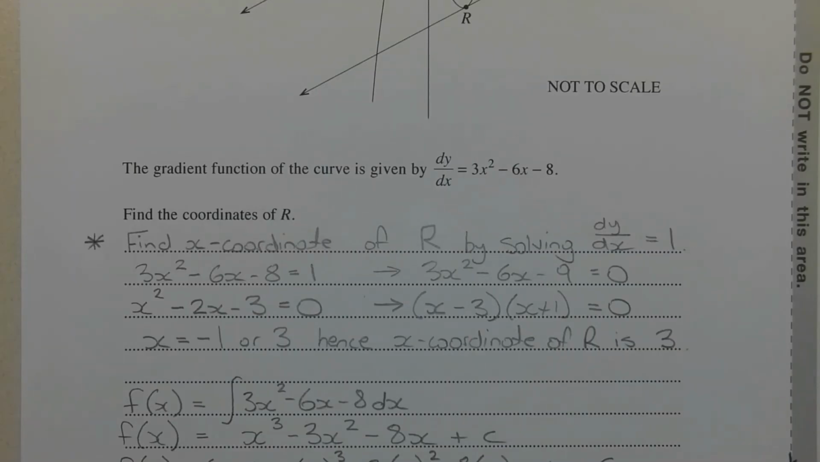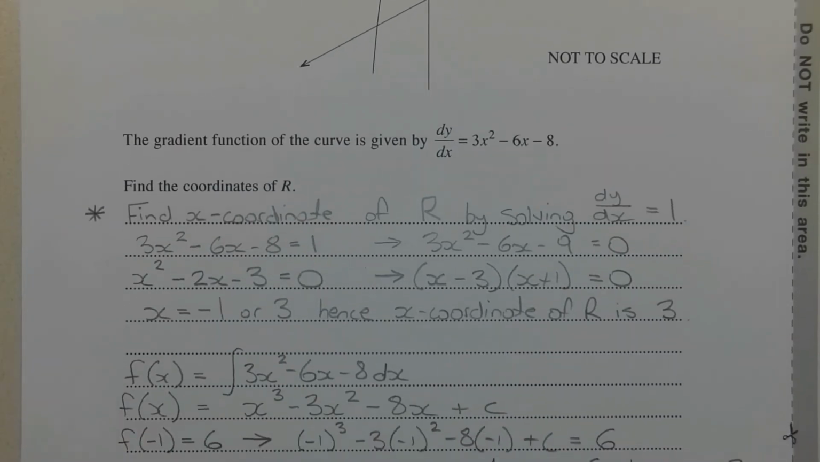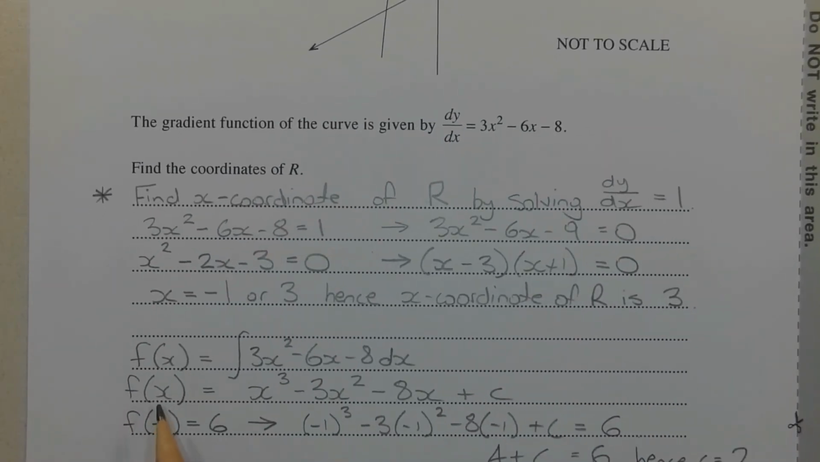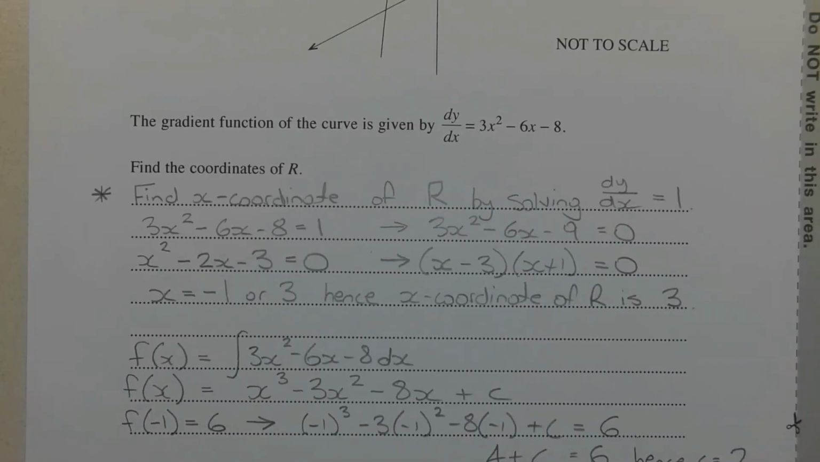The next thing we need to find is an expression for f of x, which corresponds to the primitive of the gradient function. So f of x is equal to the integral of the gradient function, 3x squared minus 6x minus 8 dx. So integrating that expression with respect to x, we get f of x is equal to x cubed minus 3x squared minus 8x plus c. And the degree of this polynomial is 3, which gives rise to a cubic graph. Now we have this plus c, that's the constant of integration. We need to find the value of it.